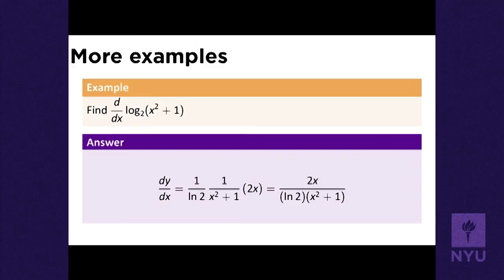Well, you have to divide by the natural log of that different base 2. So it's 1 over natural log of 2 times 1 over x squared plus 1 times 2x. And you, of course, can write that as a single fraction. Make sense? Okay, so it's not too complicated, except that we have all these things happening at once, right? Chain rule, natural log, not natural log, logarithmic function to a different base.